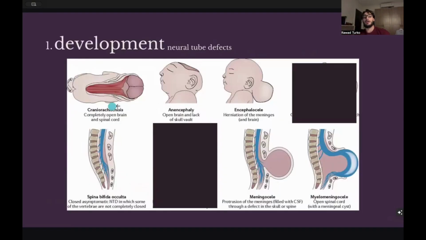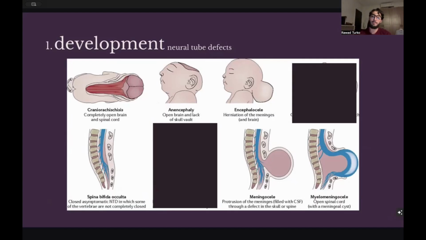Okay, so now we're going to talk about neural tube defects. Again, craniorhachis is already talked about. It's a completely open brain and spinal cord, so the neural tube does not close at all. Anencephaly is an open brain and lack of a skull vault. Encephalocele is a herniation of the meninges and the brain. So the -cele is a herniation, or it's like a cyst. You can imagine it like a cyst. So if it says encephalocele, it means herniation of the meninges and the brain.